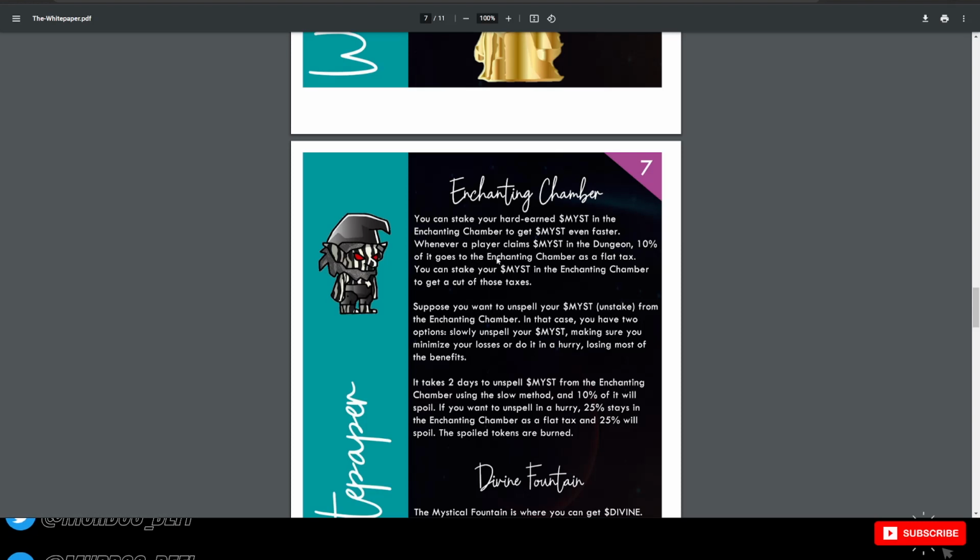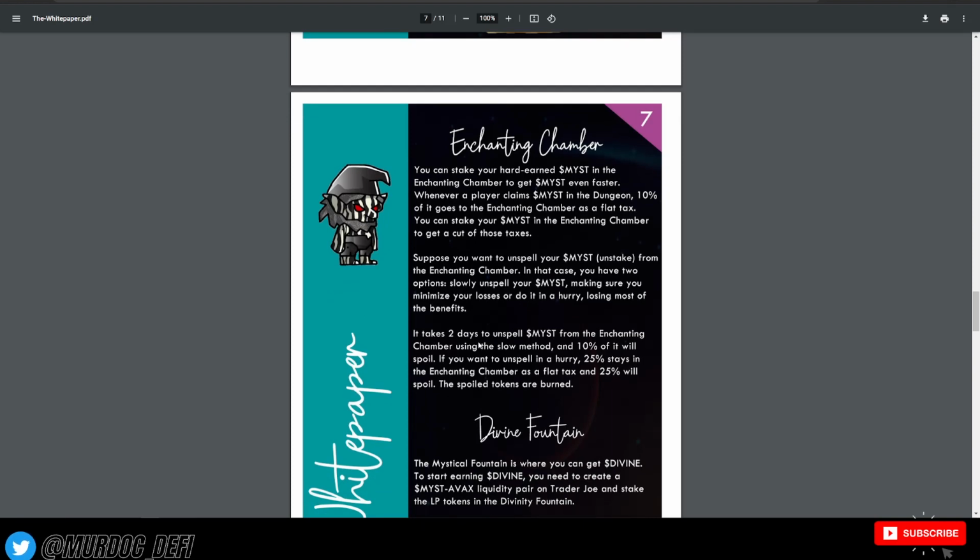They do also have their enchanting chamber. You can stake your hard-earned mist in the enchanting chamber to get mist even faster. So this would be like the freezer over on Pizza Game. Same mechanics there. You're essentially staking your mist tokens. However, typically with this, if you decide to unstake before the time lock, then there's pretty much a big tax on that.